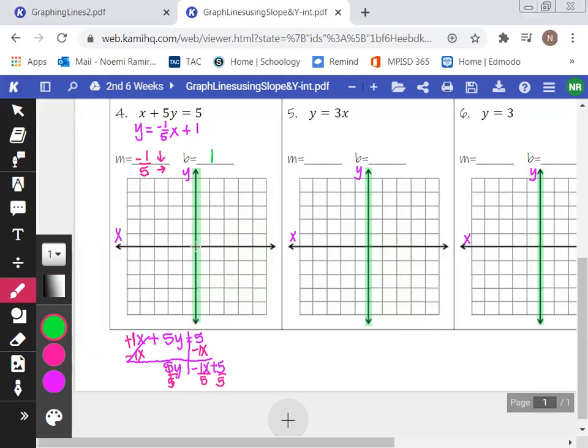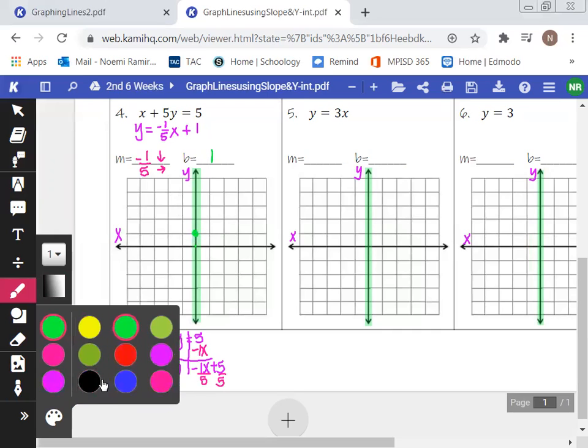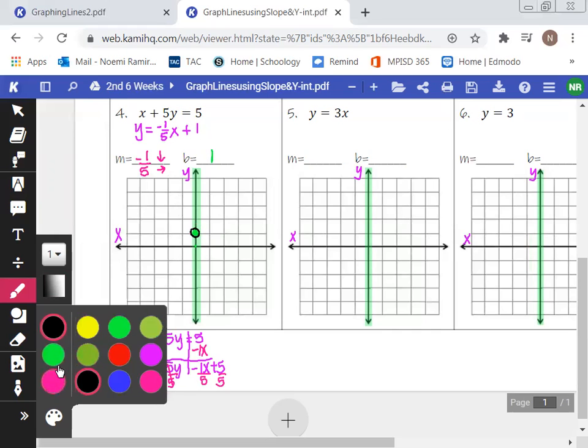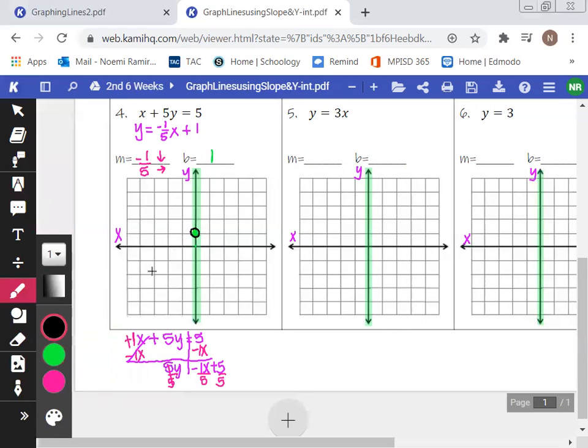So it's a positive 1, so I'll start in the middle, go up 1. Just in case you can't see it on your phone, there's my first point. Now, this becomes my starting point. So from here, I'm going to go down 1, right 5. So down 1, negative 1, right 5. 1, 2, 3, 4, 5. And that's where I put my next point.